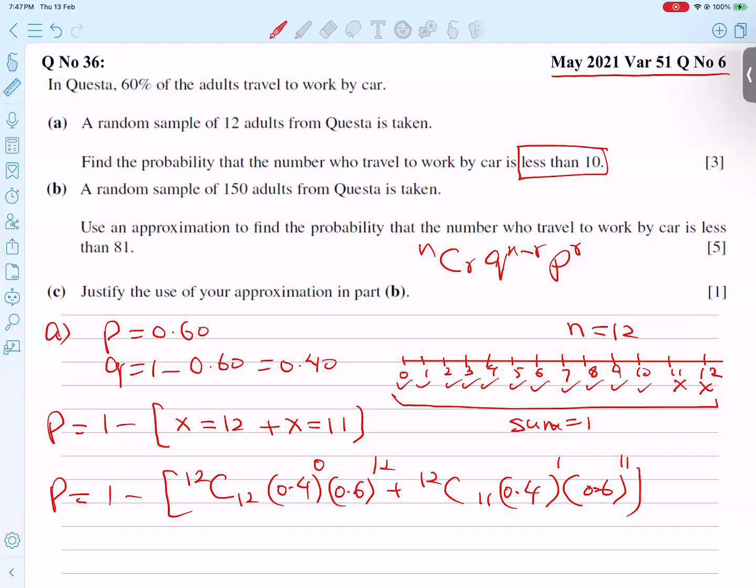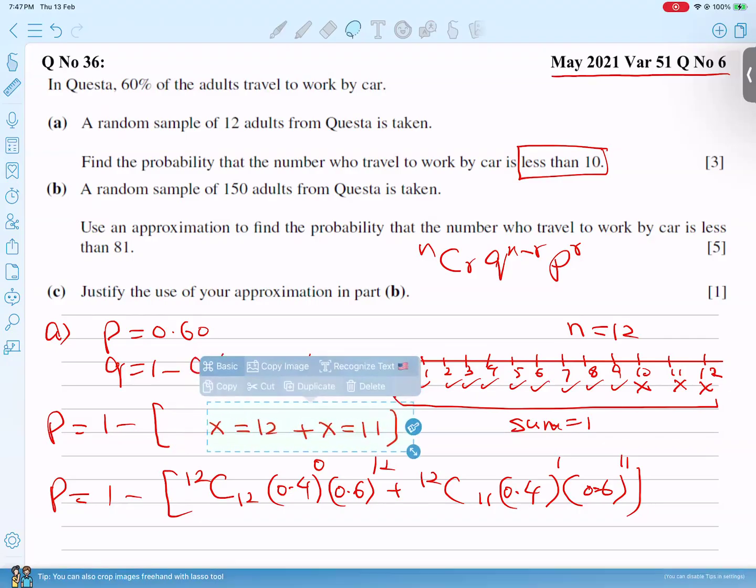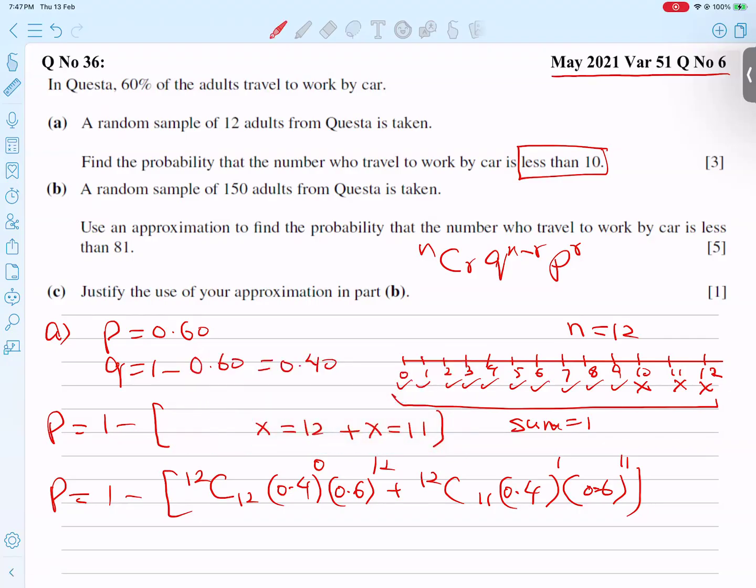Wait a minute. He's saying less than 10. So less than 10, sorry, less than 10 means 10 is not a part of it. So I will cancel it. So less than 10 means 9 onward. So it means I have to include 10 also. I have to recheck this. So it means I have to plug in one more thing here. X is equal to 10 is a part of the question.